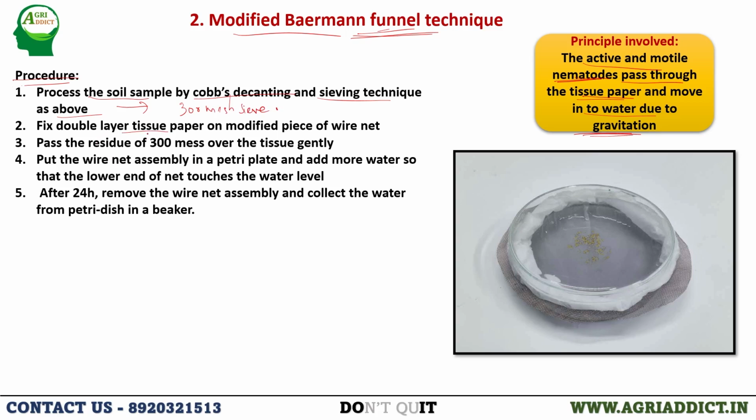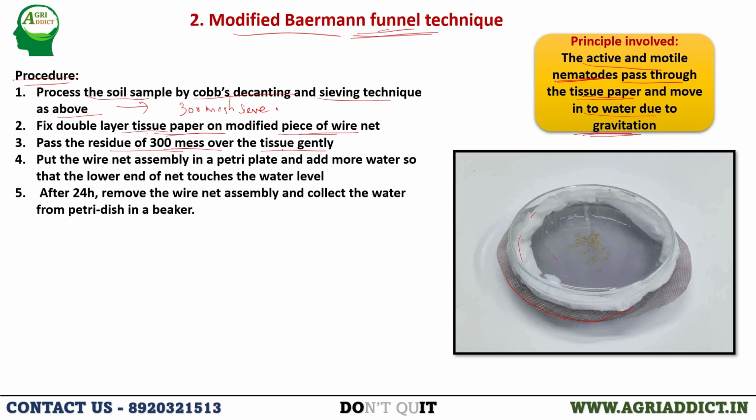Fix the double layer of tissue paper on the modified piece of wire net. You can see here, this is the wire net, and over the wire net you have to place tissue paper by pouring a little quantity of water on it in order to make it fix over the wire net. After that, pass the residue of 300 mesh over the tissue gently.